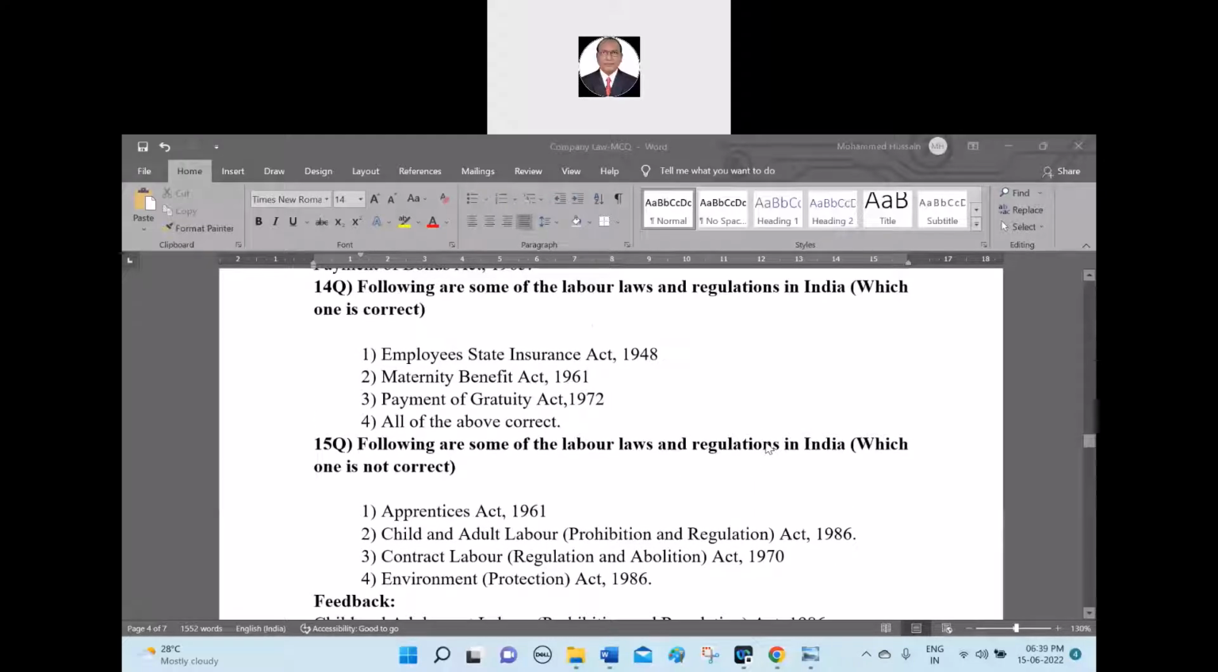Following are some of the labor laws and regulations in India, which one is not correct? Number one, Apprentice Act 1961. Number two, Child and Adult Labor Prohibition and Regulation Act 1986. Number three, Contract Labor Regulation and Abolition Act of 1970. And fourth, Environment Protection Act of 1986. Four, sir. Wrong. Number one, sir. First one. Wrong.